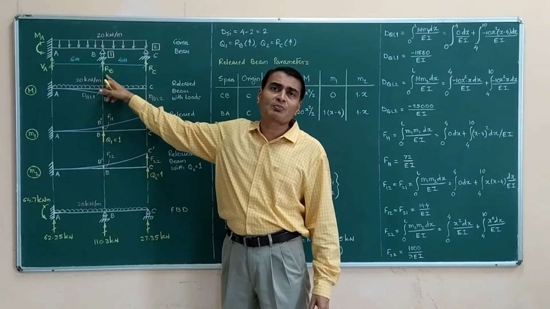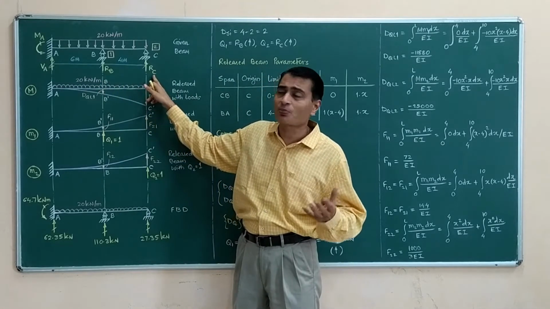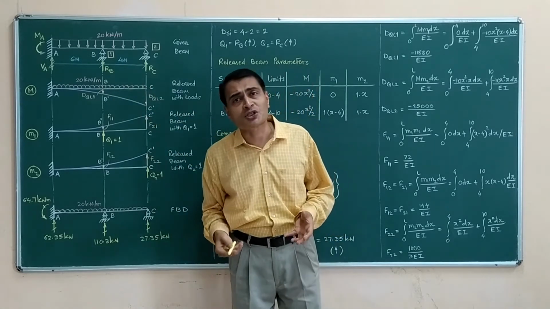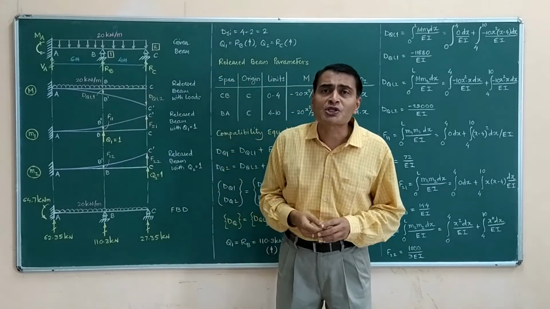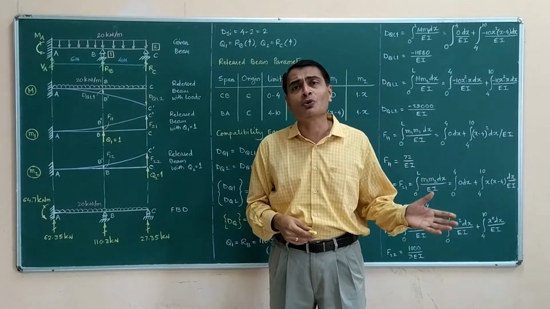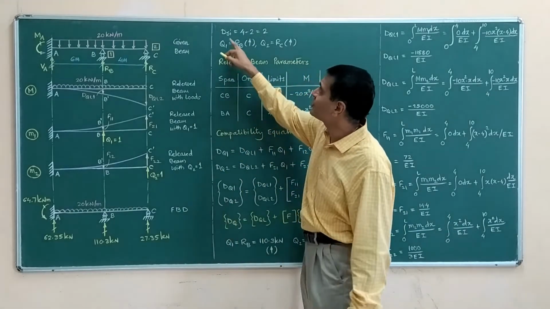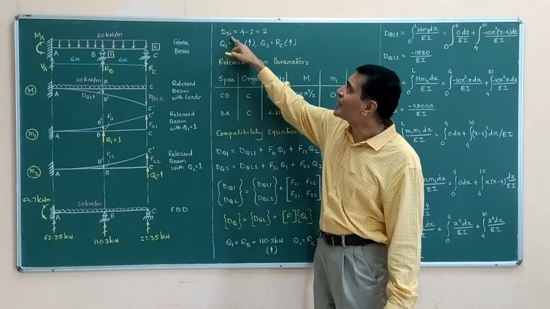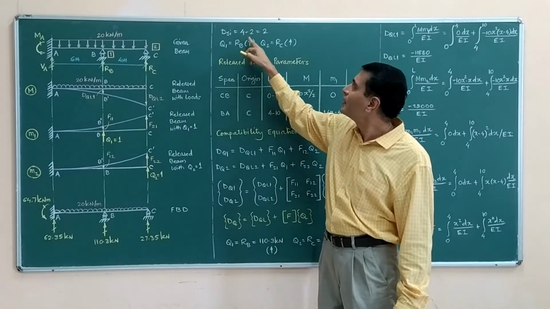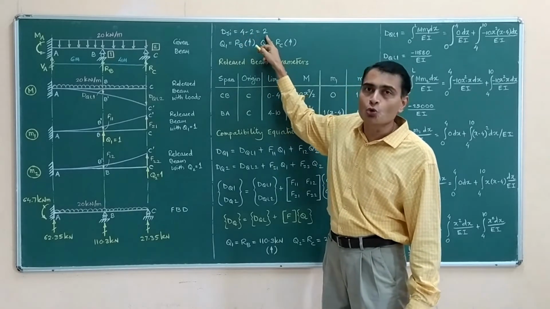RB, normal reaction by roller support. RC, normal reaction by roller support. So in all, there are 4 unknown support reactions and only 2 equations of equilibrium, ignoring of course the sigma Fx equal to 0 equation. So that is what I have written in my opening statement. Degree of static indeterminacy is unknown reactions 4 minus available equilibrium equations 2, that is 2.